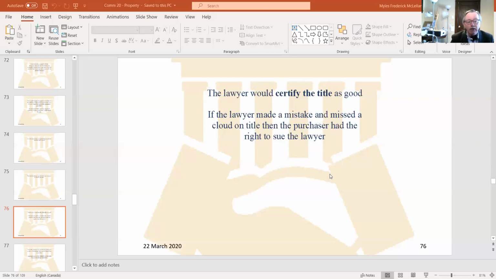Before the change in the registry system, where lawyers were responsible for certifying title, this was the largest area of negligence law with respect to lawyers practicing pretty much anywhere in the common law world. More mistakes take place in providing good title than, for instance, lawyers acting in motor vehicle accidents or matrimonial matters or criminal matters. This was far and away where most mistakes were made.